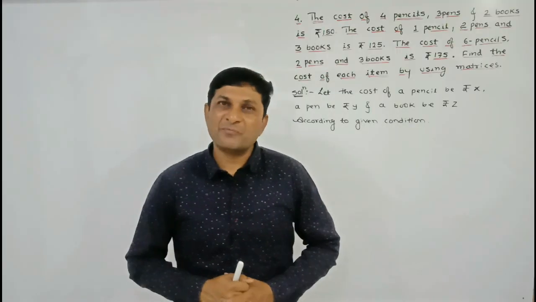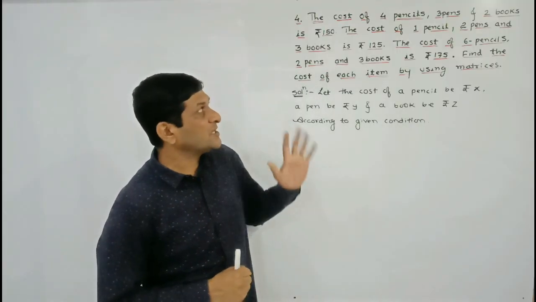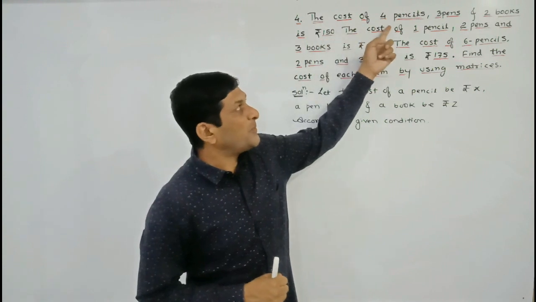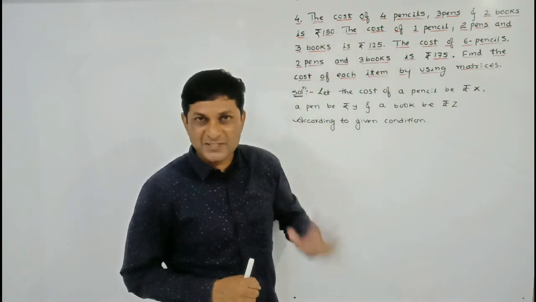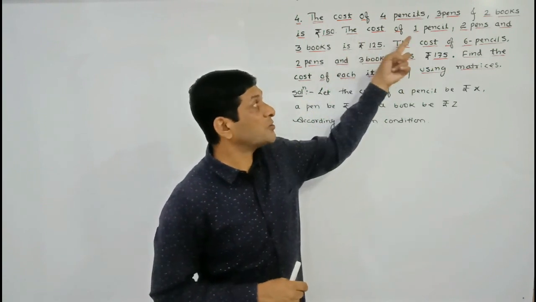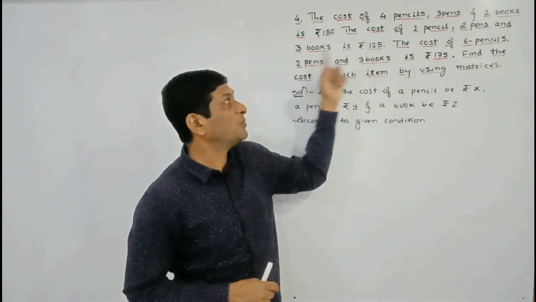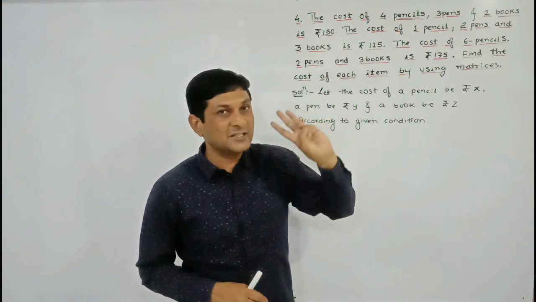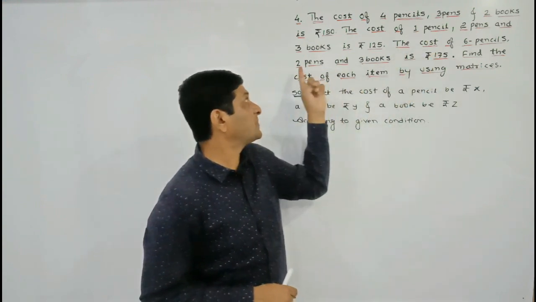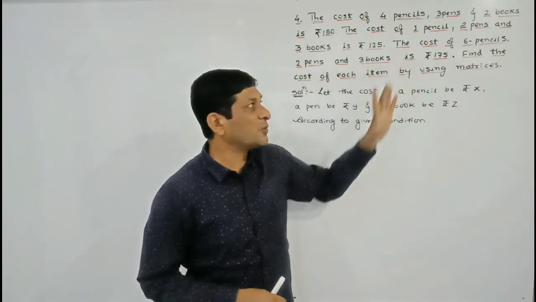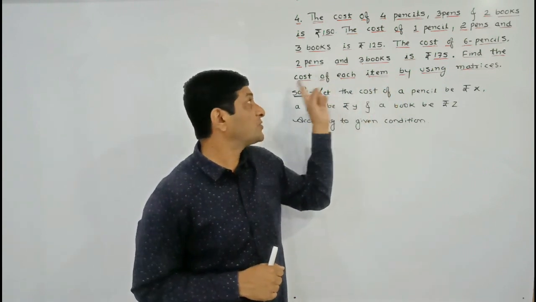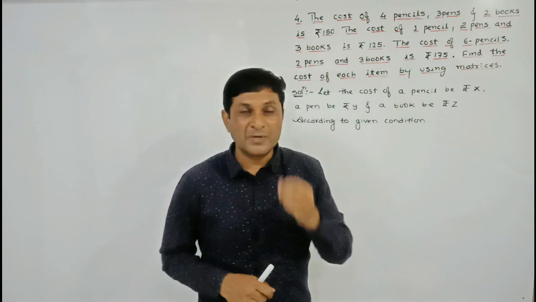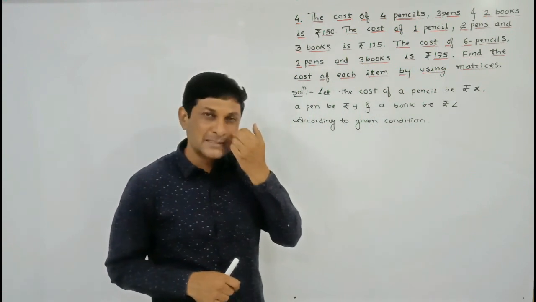Now see example number 4. In this example, observe the given conditions. The cost of 4 pencils, 3 pens and 2 books is rupees 150. This is the first condition. Second condition: the cost of 1 pencil, 2 pens and 3 books is rupees 125. And the third condition is the cost of 6 pencils, 2 pens and 3 books is rupees 175. Using these given conditions, the question is to find the cost of each item by using matrices.